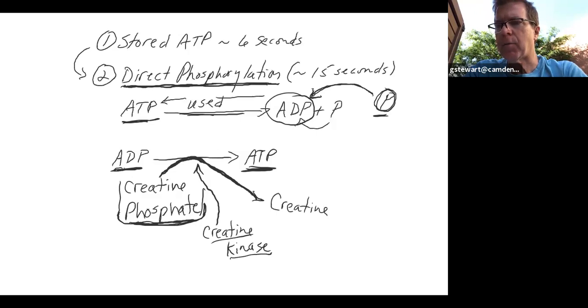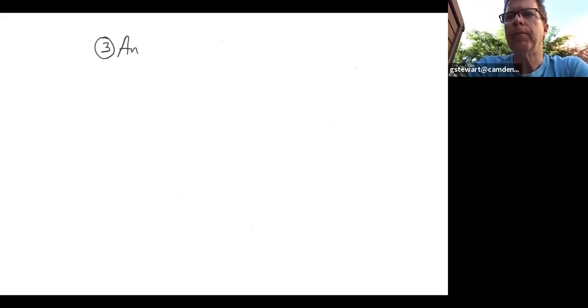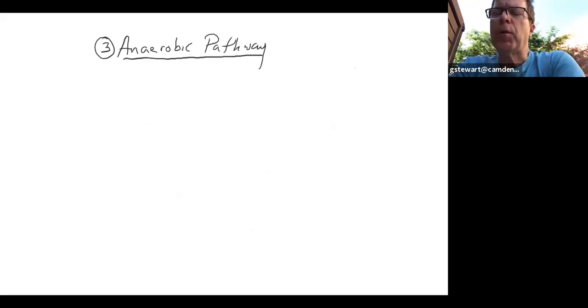So let's layer on and go to number 3, the anaerobic pathway. Let's say that you want to sustain a contraction for even longer than about 15 seconds. Then your muscles need to go to what's called the anaerobic pathway. And the process that is used during the anaerobic pathway is called glycolysis.